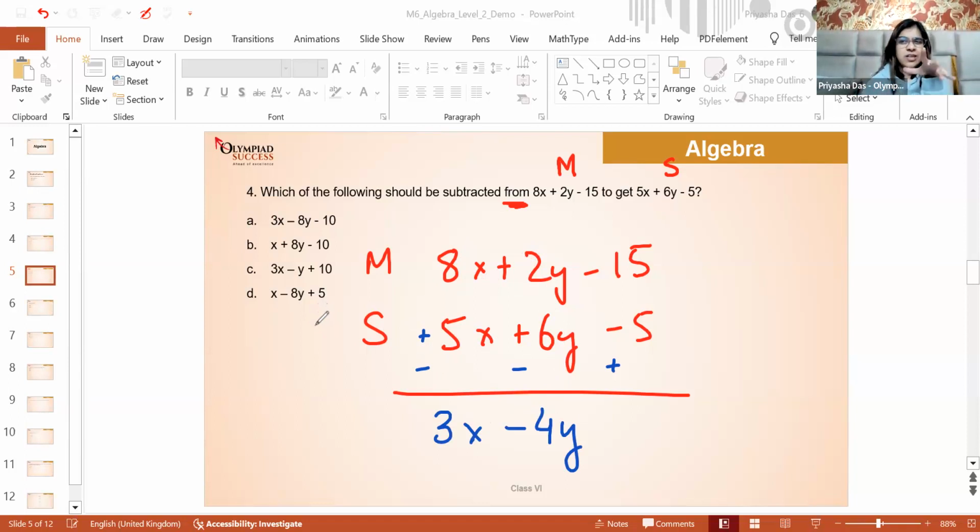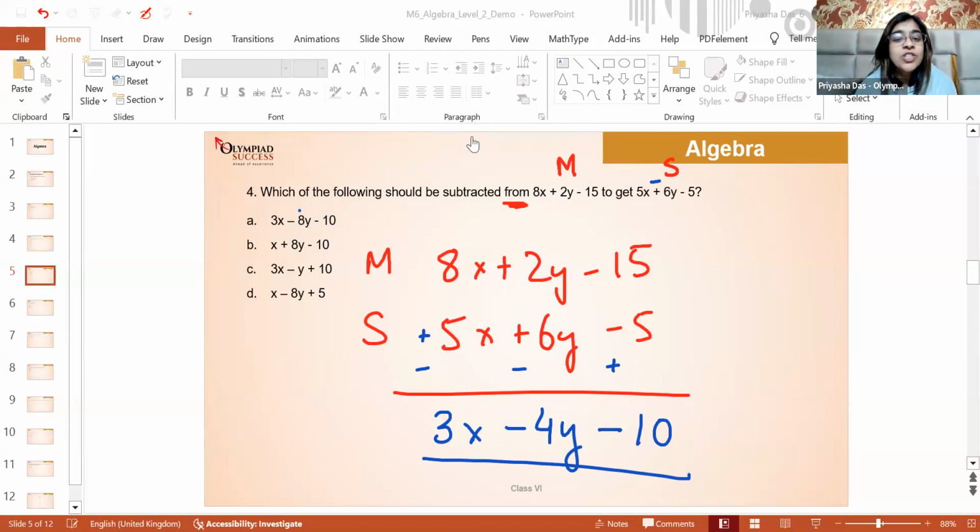Looks like the options are not so correct. Let's check still. Minus 15 and plus 5 will be a negative 10. So I think all is well except for this plus 6y. So maybe there's a typing mistake. Maybe this one should be a negative 6 or something. Or maybe here they have made a typing mistake. Because if we keep this as negative 6, then we would have got the answer as plus 8y, which is again not in the options. So most probably they have made a typing mistake in the options.